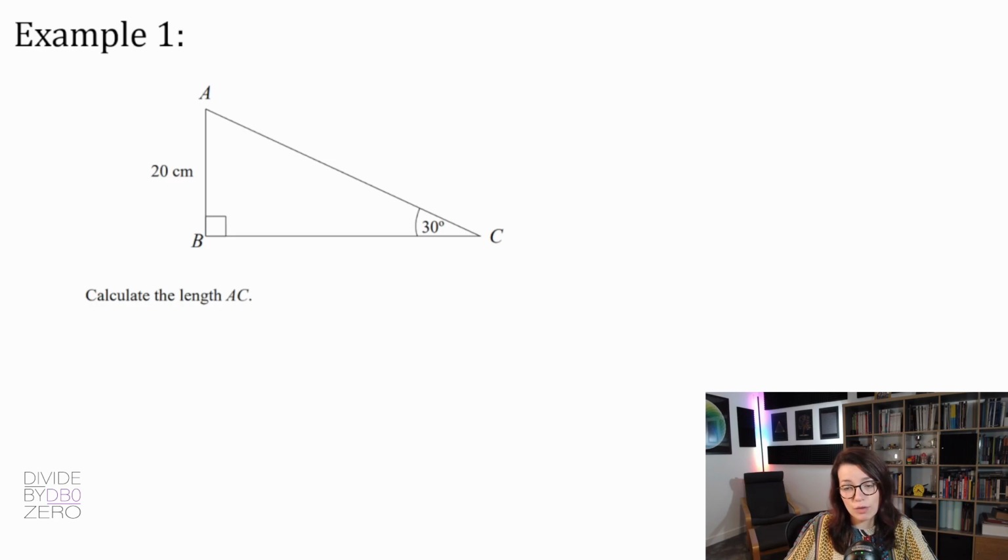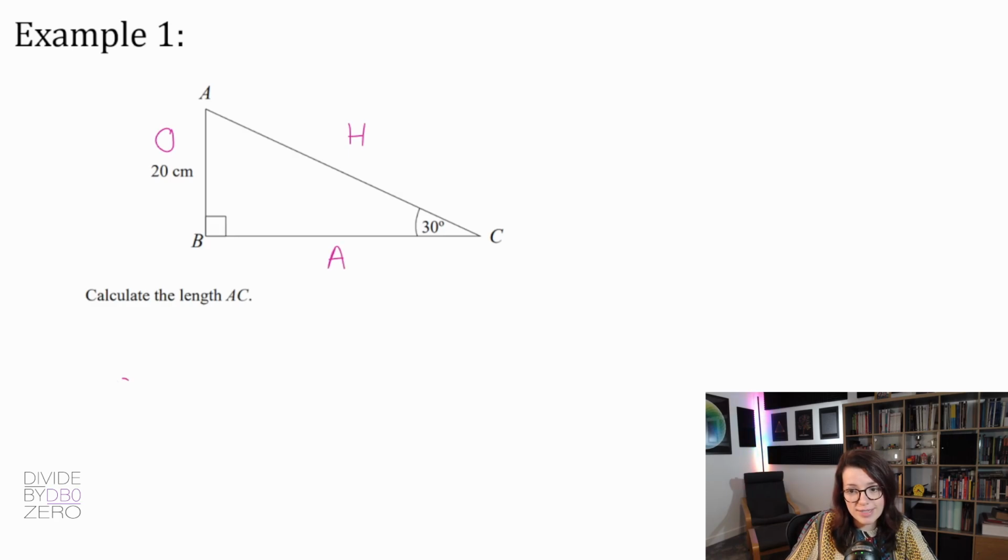Example 1, we're given a right-angled triangle with some information on. So we've got a length and an angle there, and they want us to calculate the length AC. This looks to be a classic SOHCAHTOA trigonometry problem. So let's use the 30-degree angle as our reference, label 20 as opposite, AC as hypotenuse, and BC as adjacent.